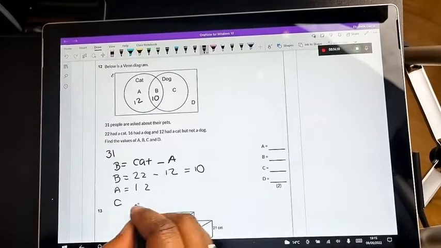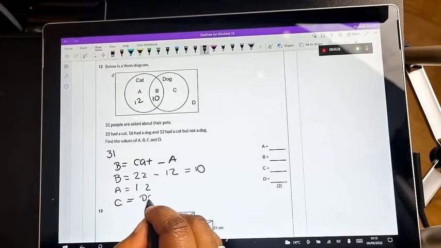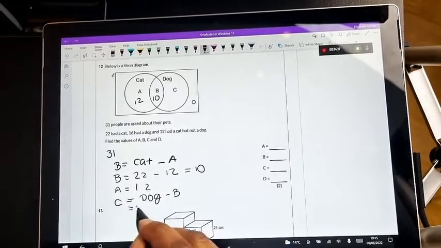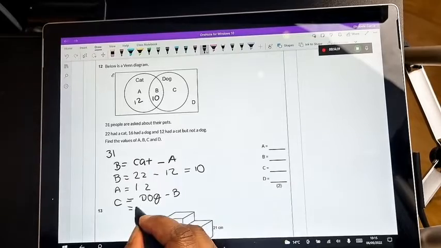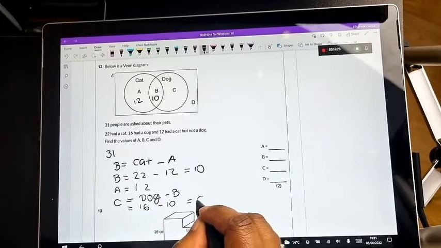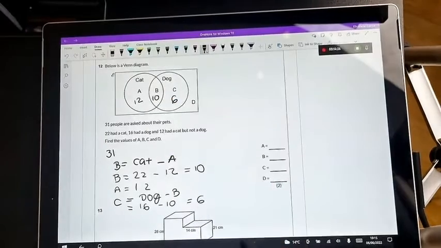So C is equal to dog minus whatever is in B. And we know dog is equal to how many? We have 16. 16 minus 10, we get the answer of 6. So we have 6. Okay?